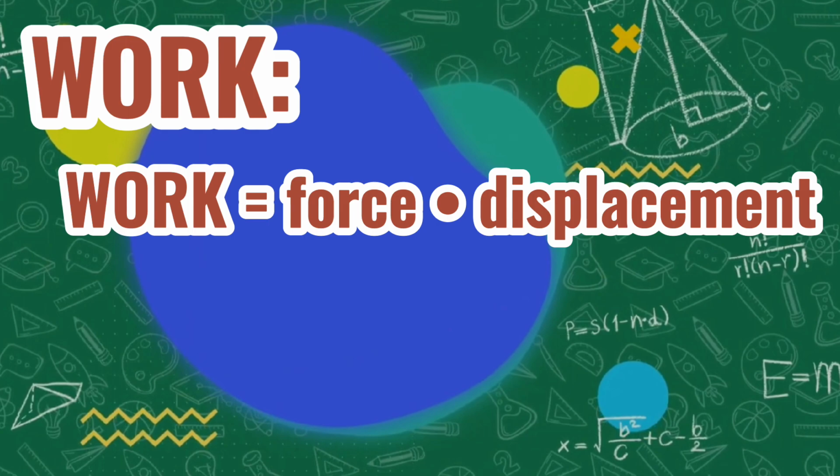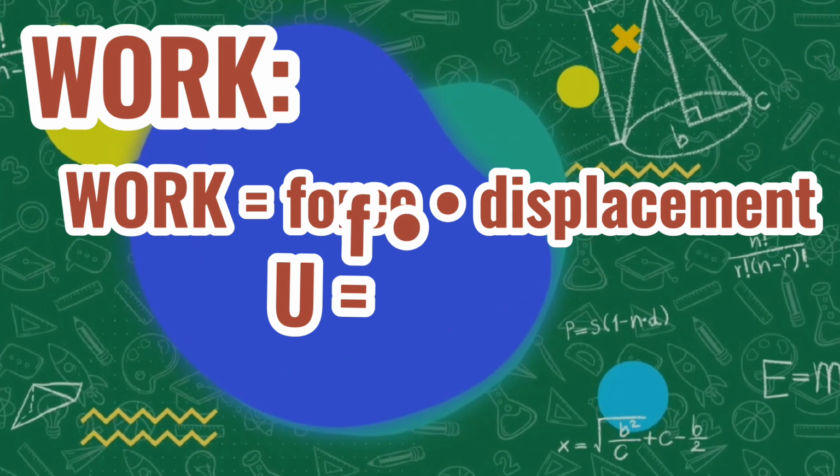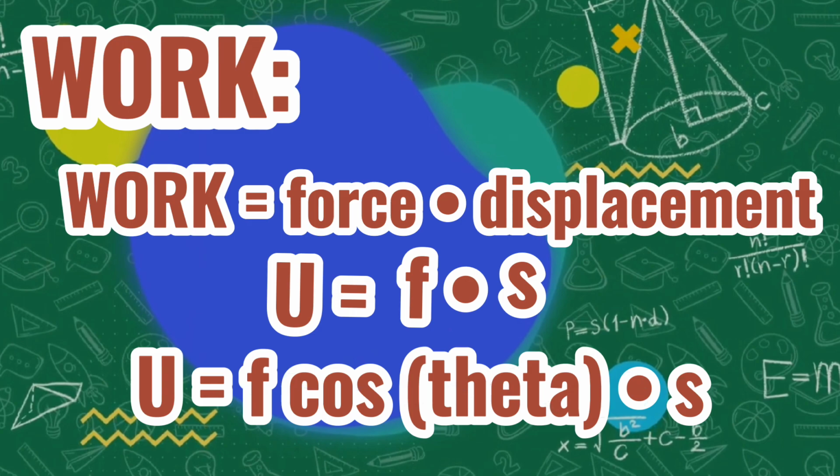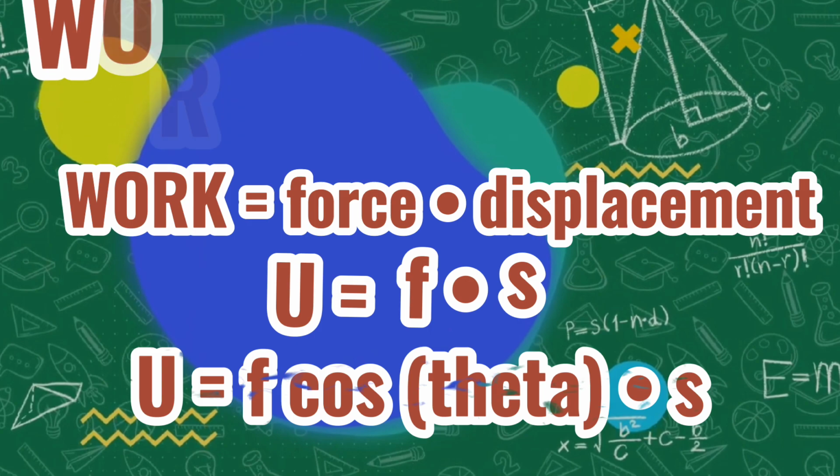Sometimes you will see work written as capital U, just F times S. But this is slightly incomplete. This is assuming the force is in line with the direction that the object is going to be moving. It's a little bit more complete to write U is equal to F cosine theta multiplied by S, wherein theta is the angle between the F and the direction of the motion.